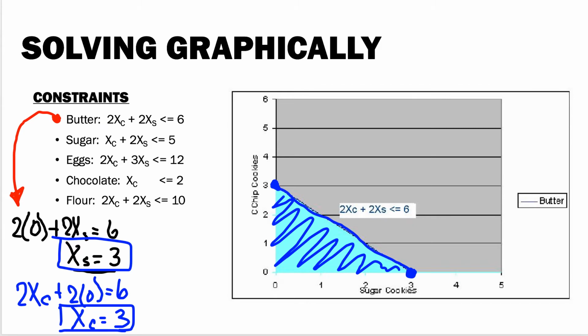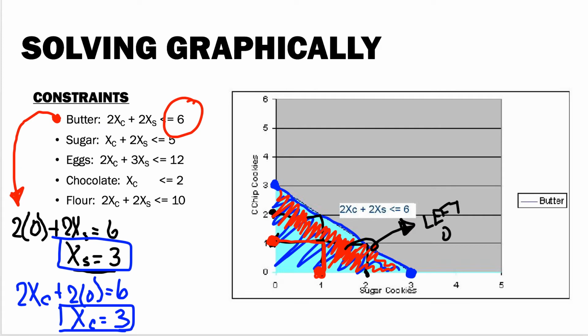This tells us that with the 6 sticks of butter we have, if you make 1 sugar cookie, you will only be able to make 2 chocolate chip cookies. And if you make 2 sugar cookies, you will have enough to make 1 chocolate chip cookie. However, if you make 1 sugar cookie and 1 chocolate chip cookie, then you will have leftover butter. Let's look at our next constraint.